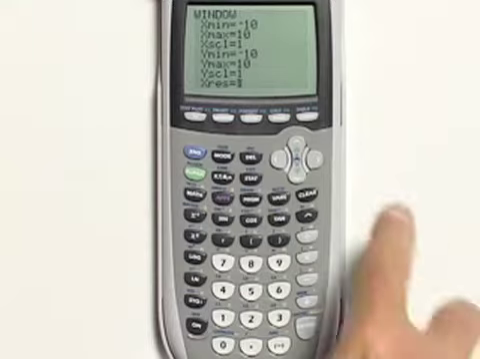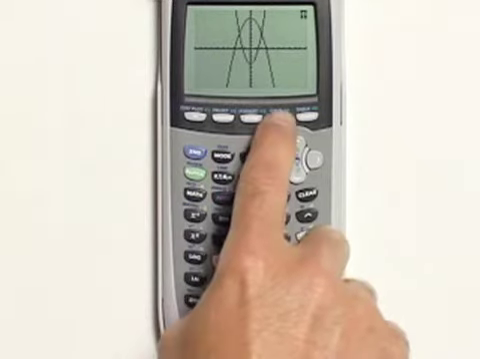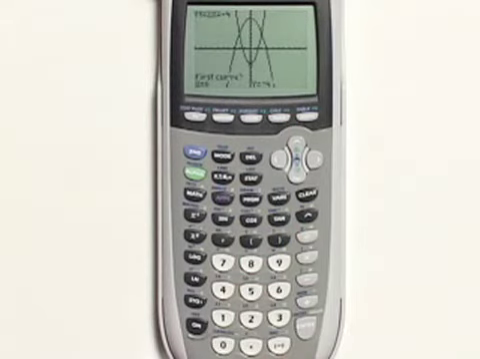So we can now press the graph key and draw both parabolas, one opening up, one opening down, and we see that they intersect in two different positions, two different points. And so to find those points, we press second and calc, which is the same as trace. Number 5 is intersect, so we press 5.